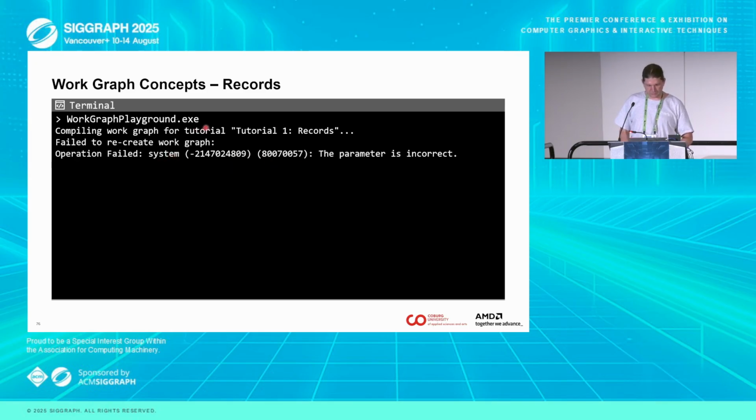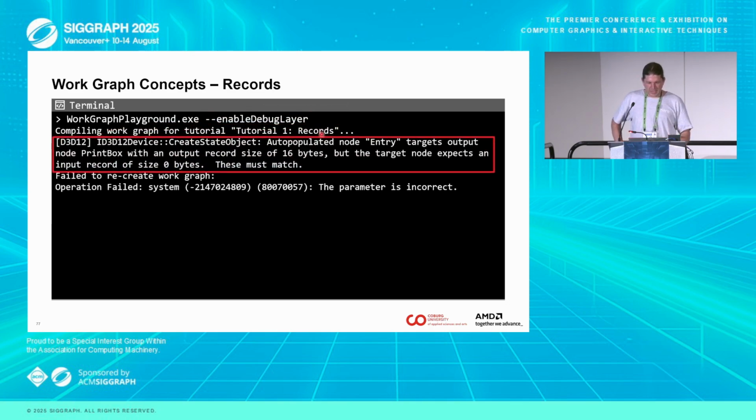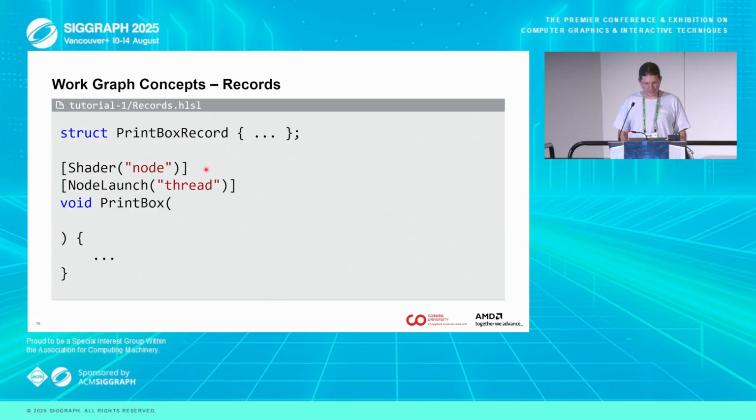To that end, we have a little debug mode that you can enable with a command line argument. If you start the work graph playground with the enable debug layer, it will add a little bit more information. In fact, we just spew out the error message that we get from Direct3D, and it says something went wrong. If you decipher it, it says the output record size is 16 bytes, but the target node expected 0 bytes. So be sure that these are matching. And in fact, this is the problem that happened here.